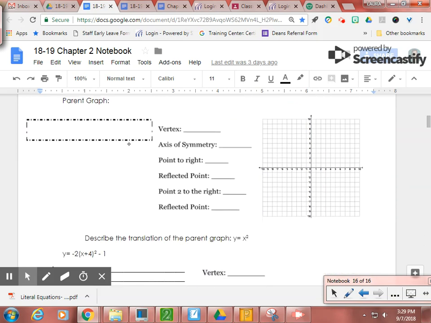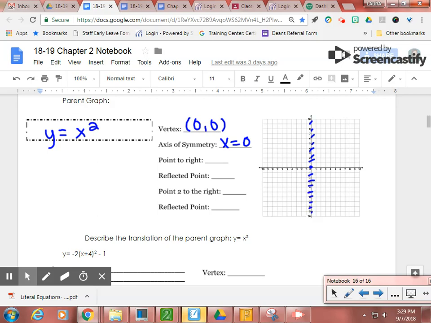So first, we're going to look at the parent equation. The parent graph is y equals x squared. So there's nothing added to it. It's just y equals x squared. So first, we want to know what our vertex is. Well, there is no h and k in this, so our vertex is (0, 0). So that goes right there. So the axis of symmetry then is going to be at x equals 0. And that's just going to be a dotted line up and down.